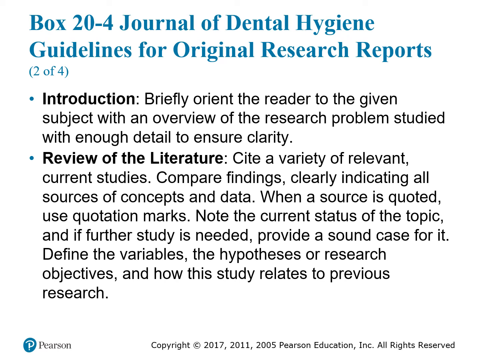The review of the literature is to cite a variety of relevant current studies. You compare their findings, clearly indicate all sources of concepts and data. When the source is quoted, you use quotation marks. You guys all know this. Basically, you have to state the literature that already exists on your topic for review so that the people know you know what you're supposed to do, right? You're going to define the variables, the hypotheses, or research objectives, and how this study relates to previous research. This is important, okay? It's important that you say what the research was, and then you say how your research compares.